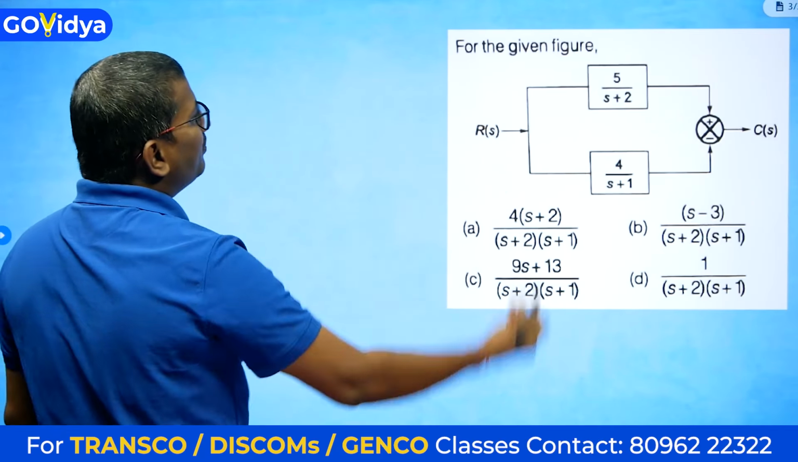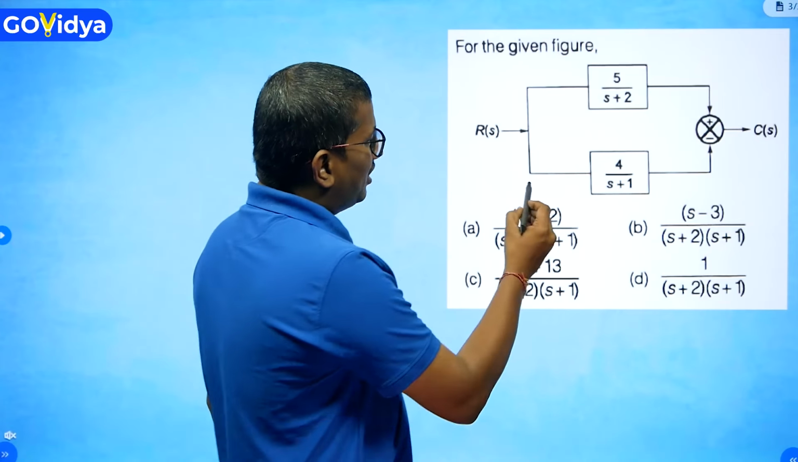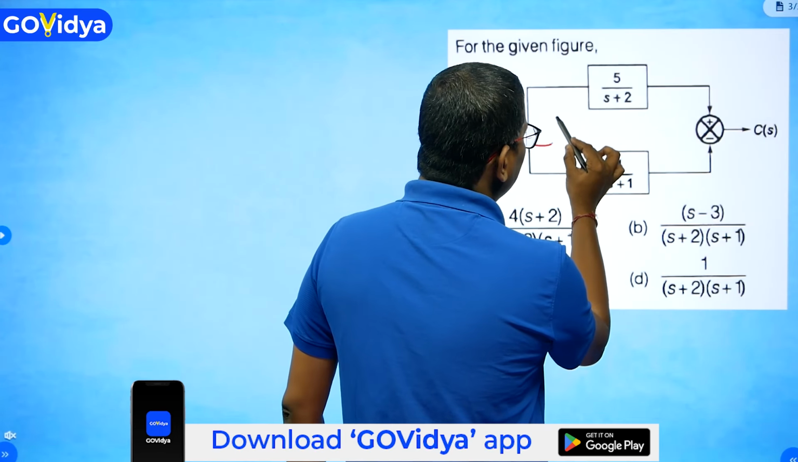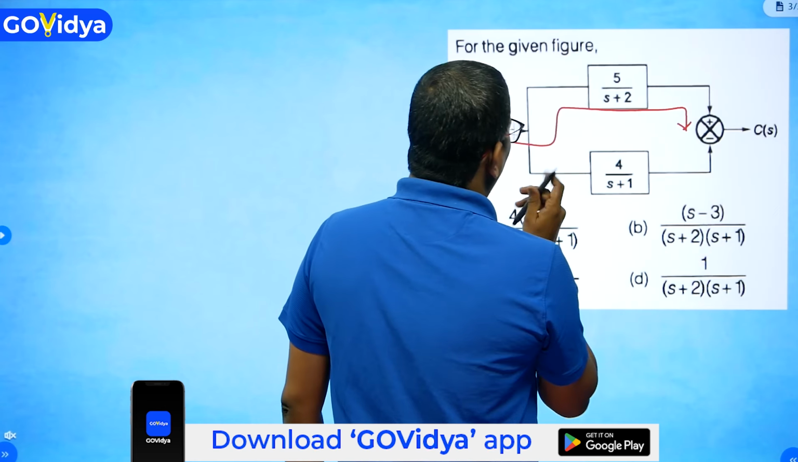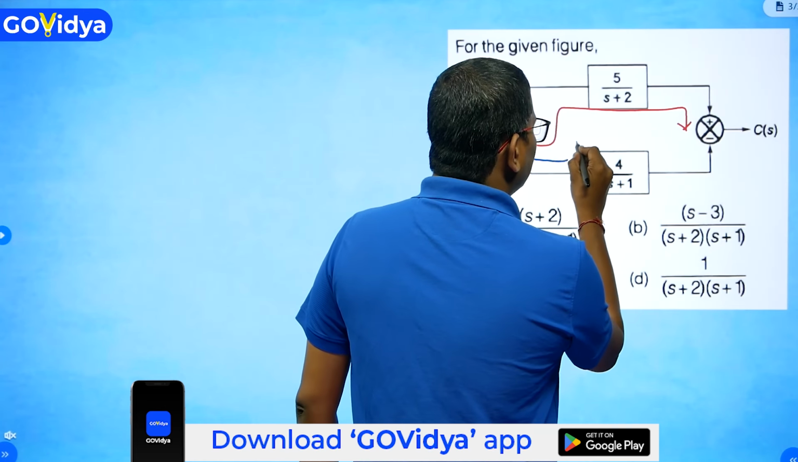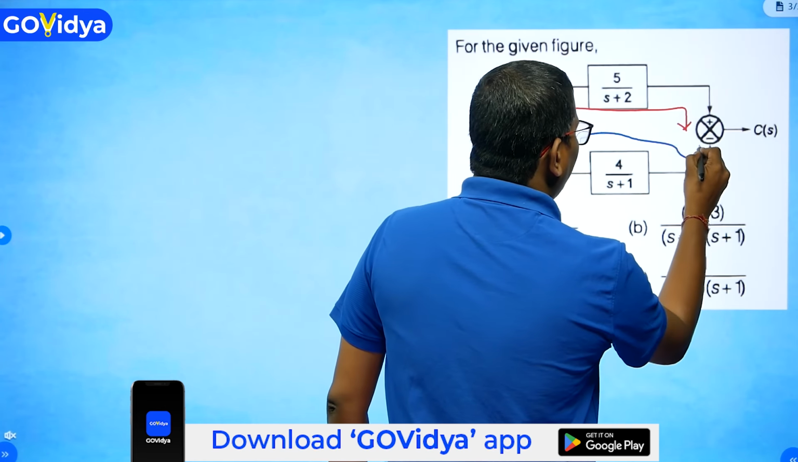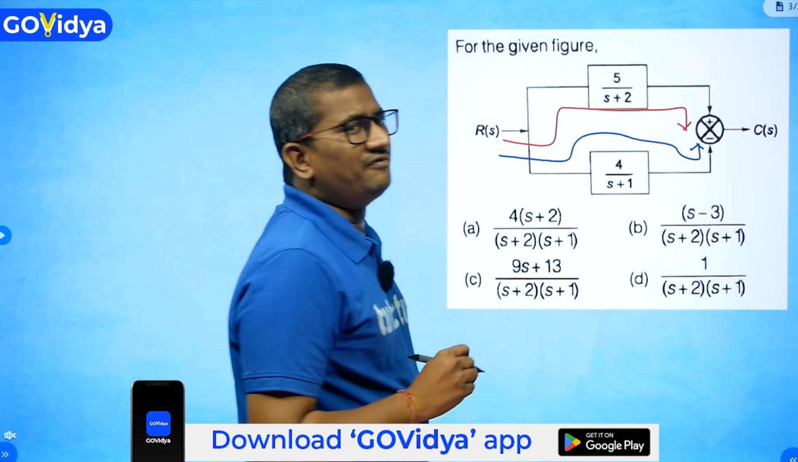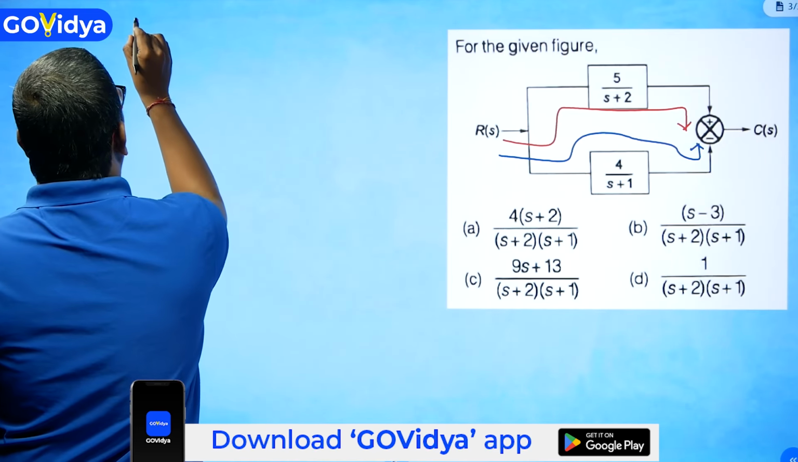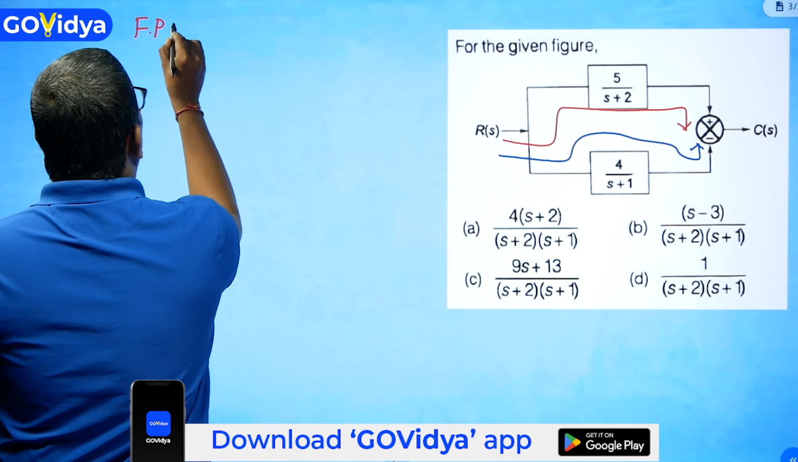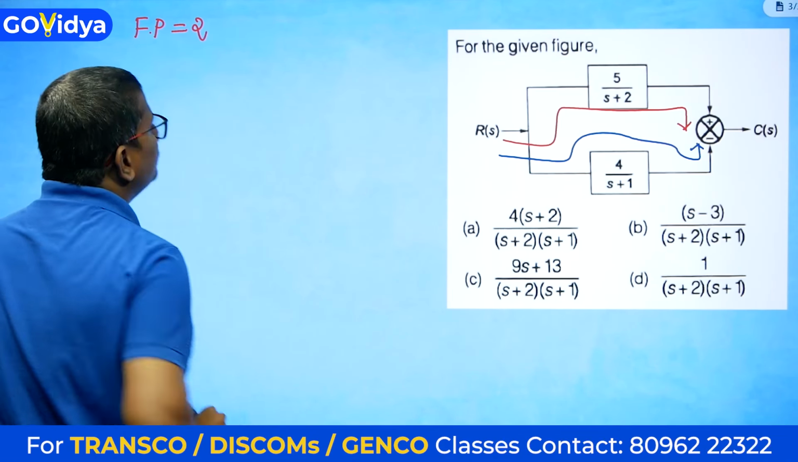So how many forward paths are there? If you see from this block diagram, how many forward paths? This is one forward path and this is another forward path. So total how many forward paths are there? There are total 2 forward paths. Number of forward paths is equal to 2.